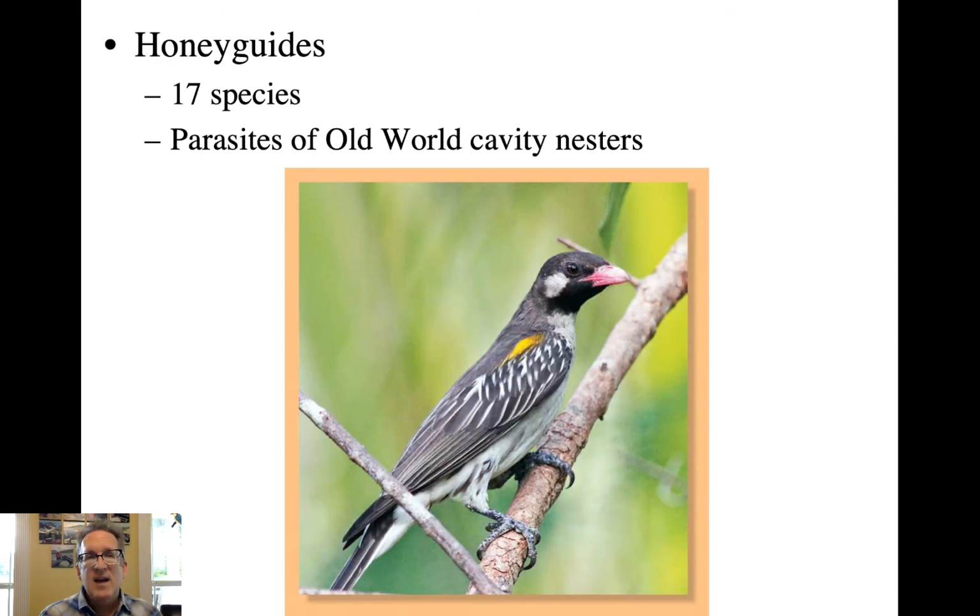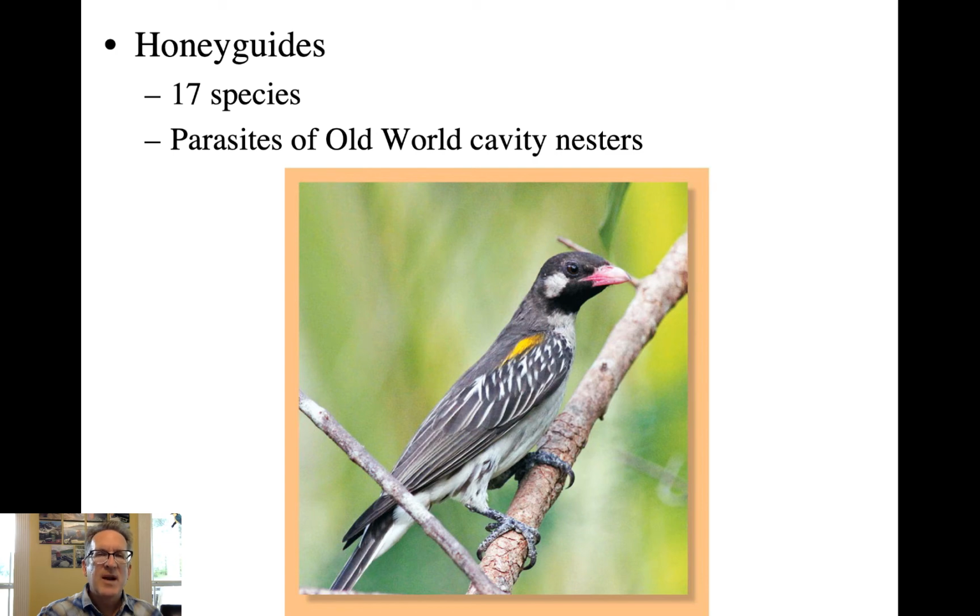Honey guides are old world cavity nesters found in Africa. There are 17 species. And well, they're not the nesters. They actually parasitize the old world cavity nesters. So they're found in Africa, and that's the host that they specialize on.